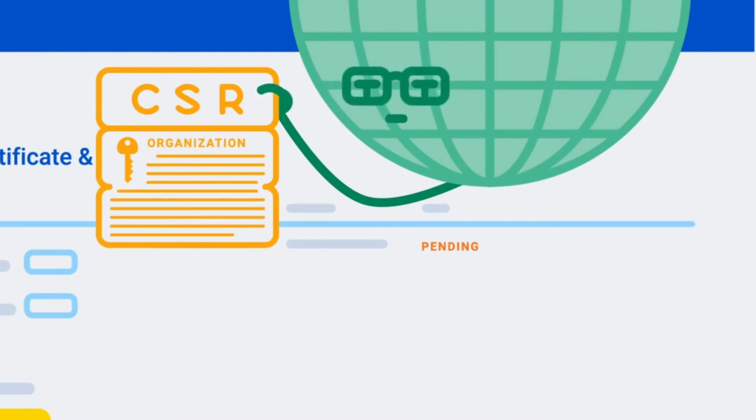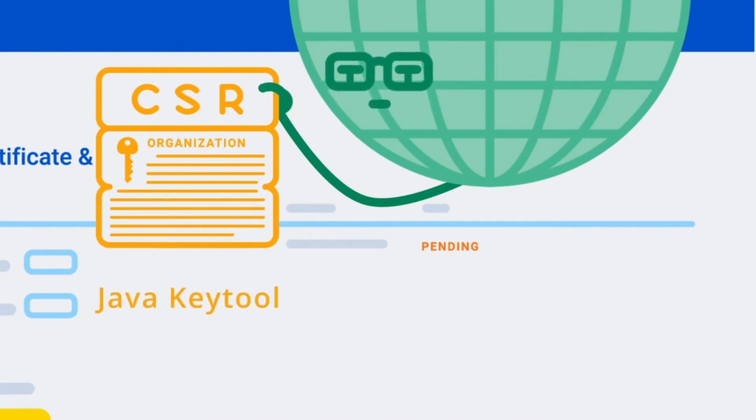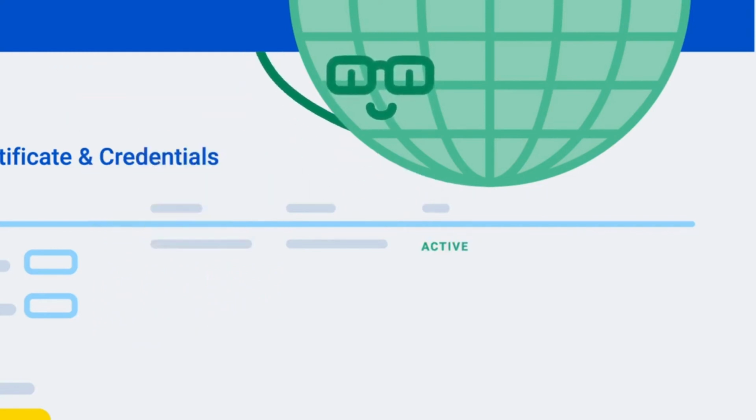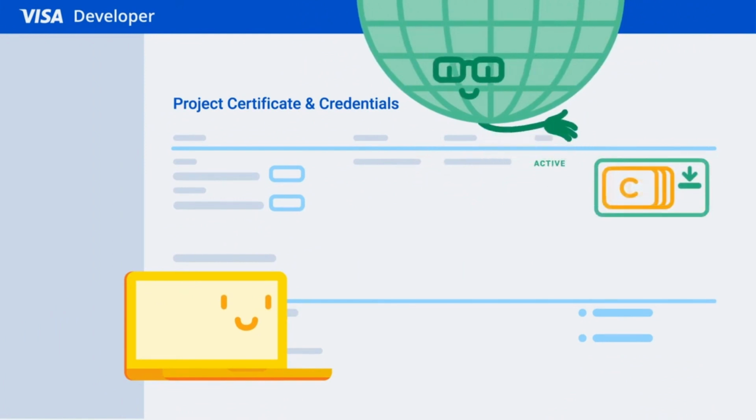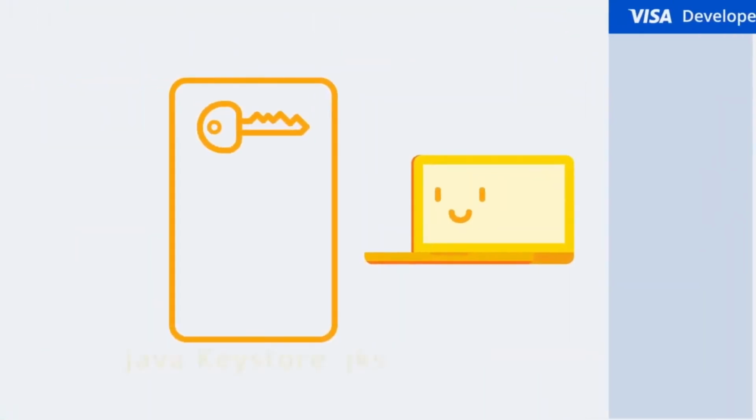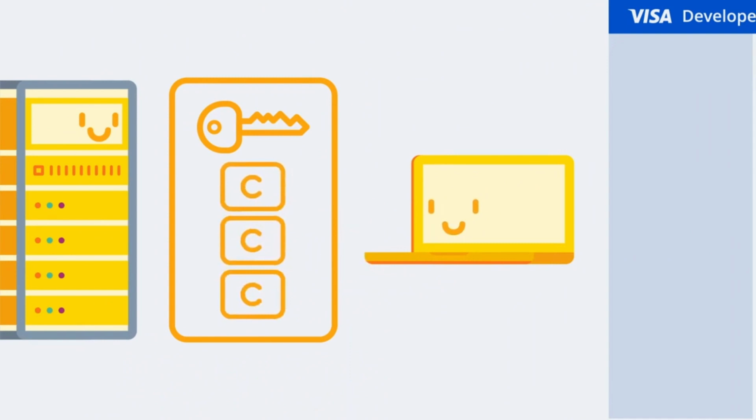There are multiple tools that you can use to create a CSR file and private key, such as Java Keytool or OpenSSL. Once you complete the CSR submission process, Visa Developer will create your client certificate and provide you with links to download the certificates. Once you obtain the certificates, you can begin to create the key store such as JKS or P12 and start testing the mutual SSL connectivity.